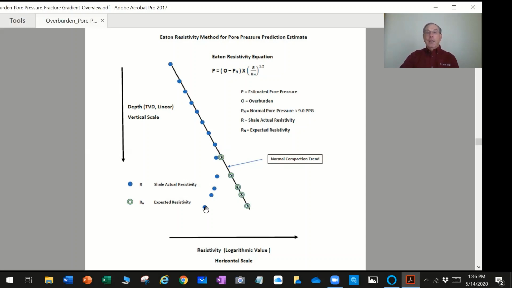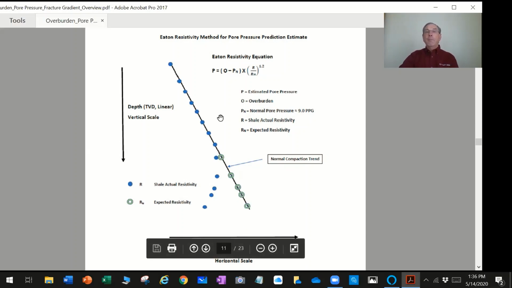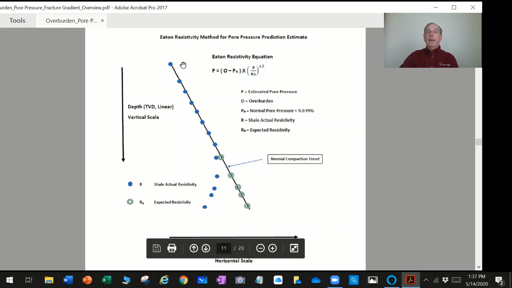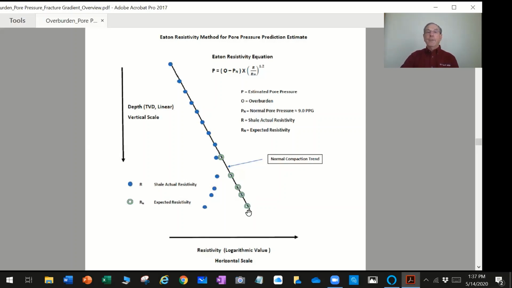Now, the reason these values change absolutely makes sense when you think about the fact that as we go deeper and deeper in the earth, porosity is decreasing. So if porosity is decreasing, that means as we go deeper, there's a lesser and lesser amount of salt water in the pore spaces. Salt water conducts electricity very well. And so if we have a lesser amount of salt water in the pore spaces, it is going to have a tendency to make this resistivity increase. So that's why this concept works.